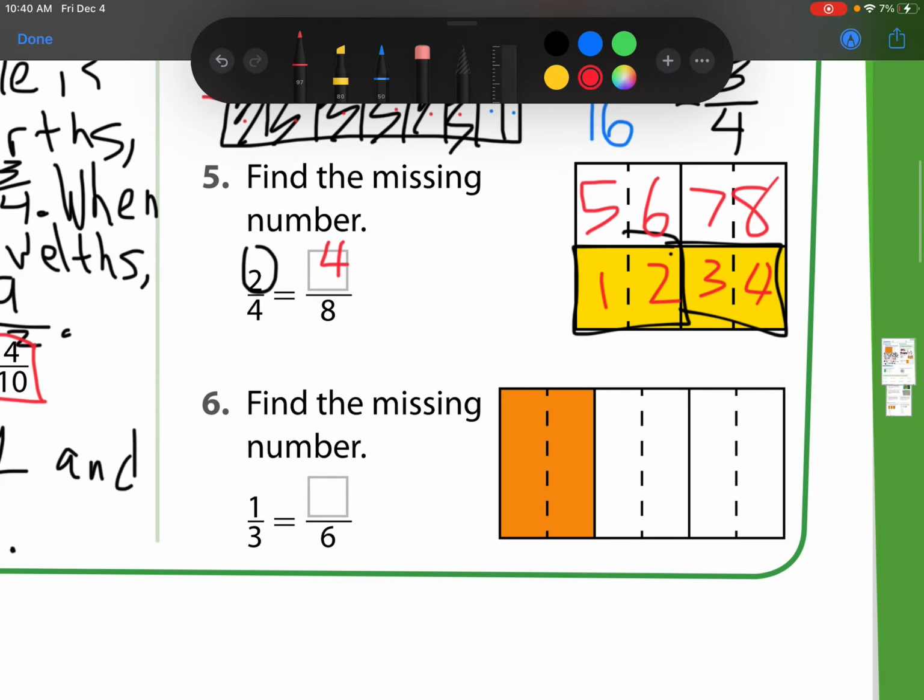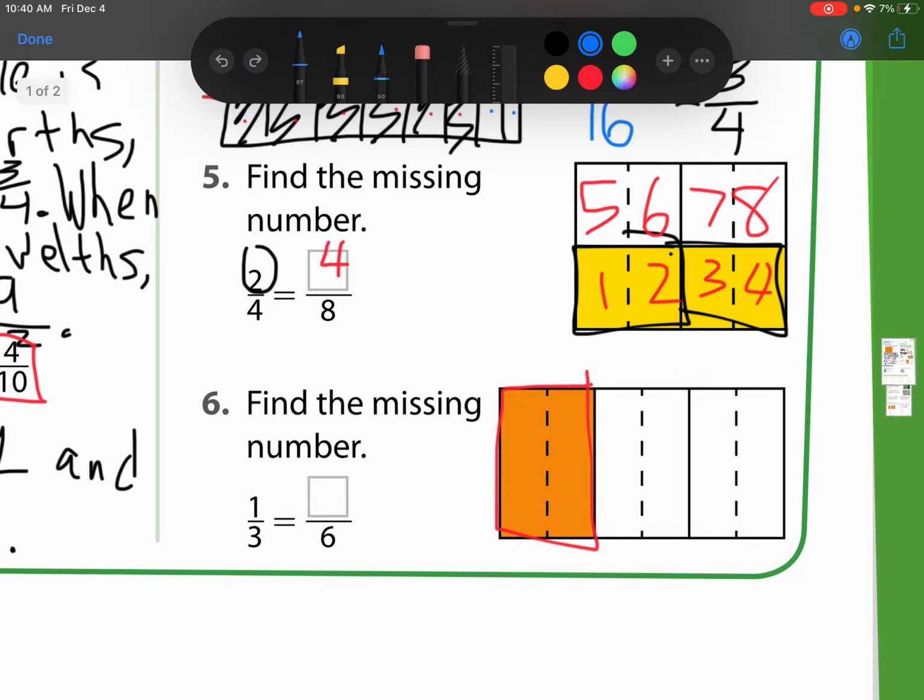So same thing with number 6. 1/3. Well, here it's nice. They show us that 1/3. And then instead of breaking it apart like this, they broke it apart by splitting them all in half this way. But notice when they split in half, they're still equal sizes. This size is the same as this size.